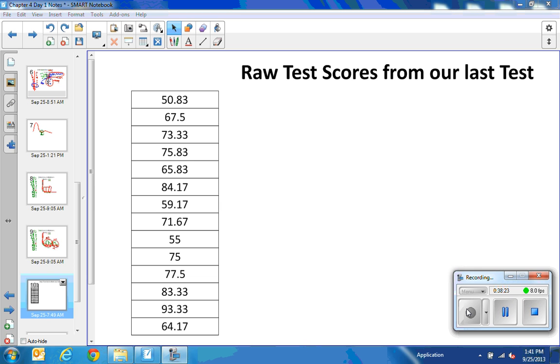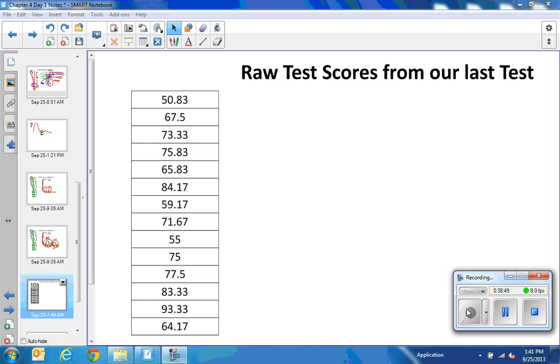Okay, type your data in, turn your stat plot on, Zoom the number 9, and it will give you a distribution. You all see the raw scores? Yes, you do. Okay.